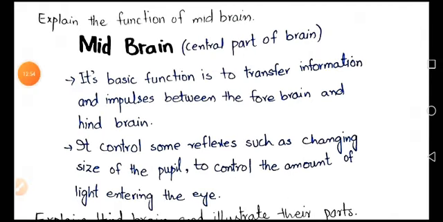Now students, move towards the home assignment. So the first question is explain the function of midbrain. So first of all you have to put the heading of midbrain. midbrain को थोड़ा सा आपने एक्सप्लेन कर देना है एंड देन आपने उसके फंक्शंस को बुलेट्स की फॉर्म में लिख देना है, ठीक है। सो जैसा कि मैंने लिखा है, the midbrain its basic function is to transfer information and impulses between the forebrain and hindbrain. And the next point is it controls some reflexes such as changing size of the pupil to control the amount of light entering the eye.